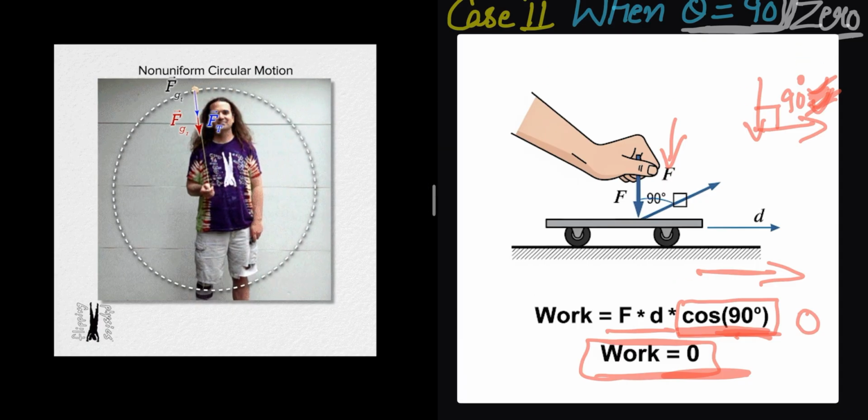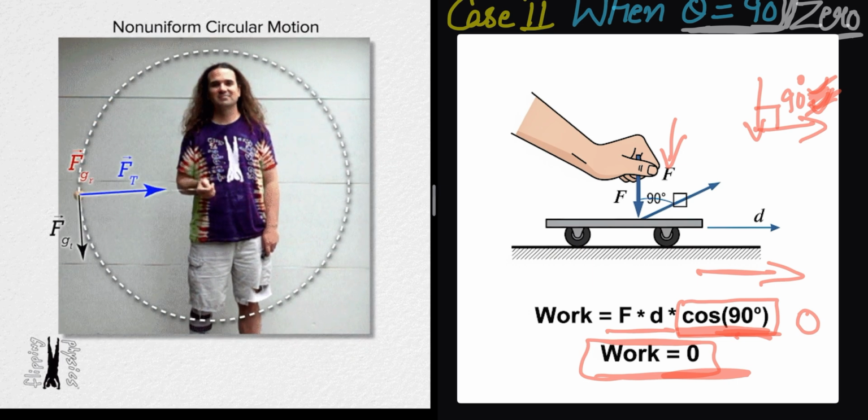Yeah, that's a very interesting example, students. Look here. Whenever an object is moving in a circular path, do you know why the object moves in a circular path? There is one force which is responsible for that. What do we call that force? Centripetal force. And the direction of centripetal force is always towards the center.